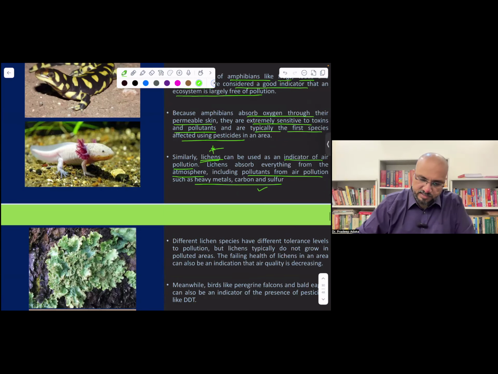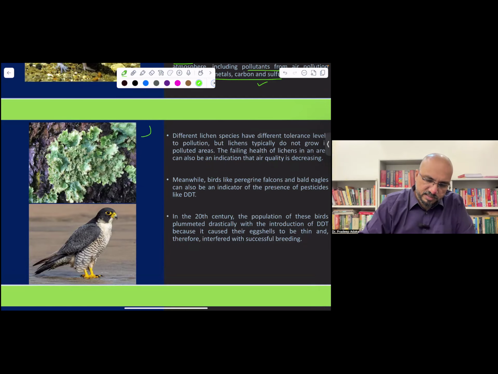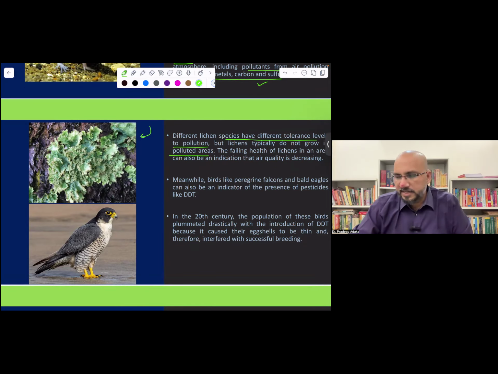So this is lichen. This is foliose lichen. Lichens may be different type, like crustose, foliose, right? So leaves like. So this lichen is leaf like, the foliose lichen is. So different lichen species have different tolerance level to pollution, but lichens typically they do not grow in polluted areas. So if the area does not have lichens, that means वो area polluted है. Only when the area is pollution free, you will see lichens growing in that area. So failing health of lichens in an area is also an indication that the environment is polluted.